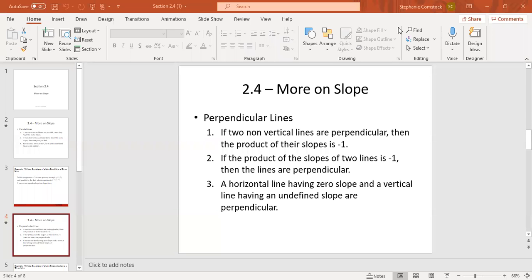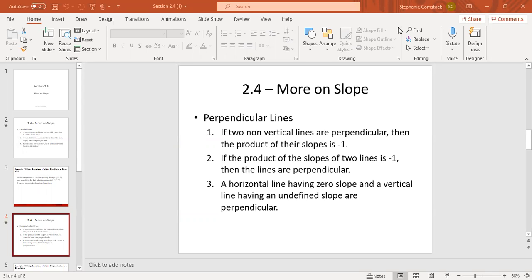So in this part of 2.4, we are going to talk about perpendicular lines. Now, similar to when they define parallel lines, this does again happen in three parts. So the first one is, if two non-vertical lines are perpendicular, so they're outright, again, stating line 1 and line 2 are perpendicular, then the product of their slopes is -1.